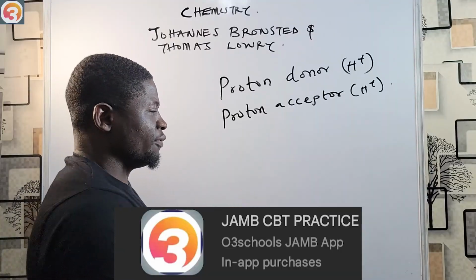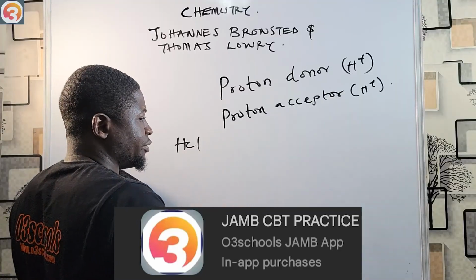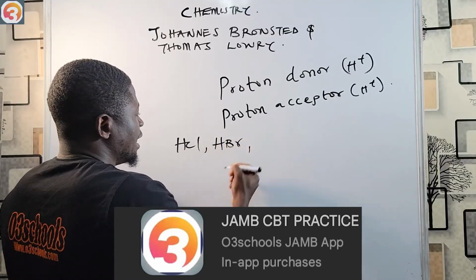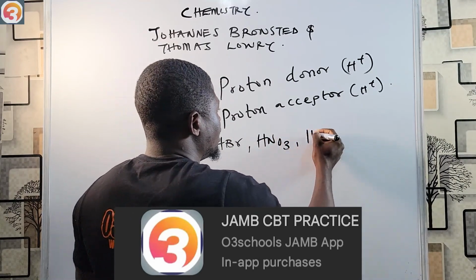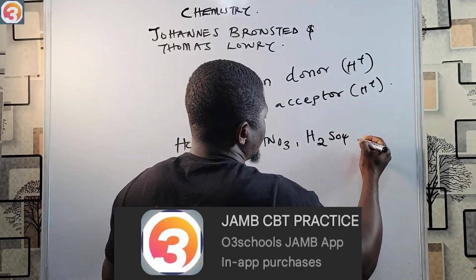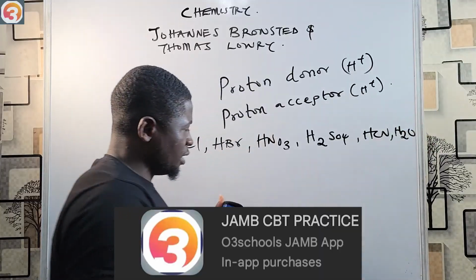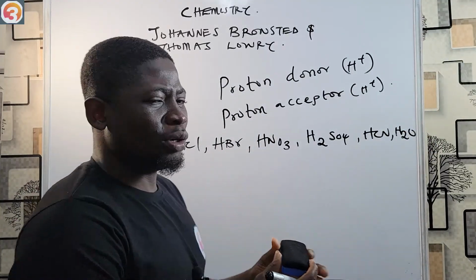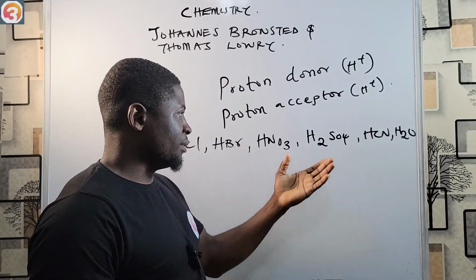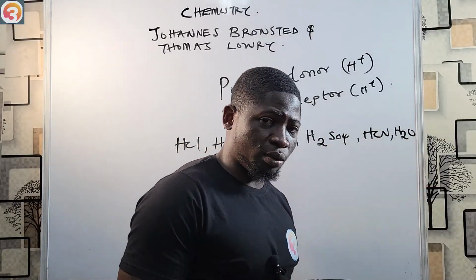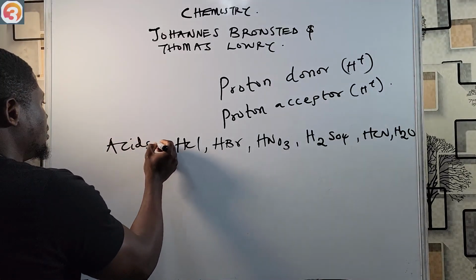Now let's see examples of Johannes Bronsted acids. Examples are: HCl, hydrochloric acid, HBr, hydrogen bromide, right? We also have HNO3, H2SO4, and hydrogen cyanide. We even have water, H2O. These are examples of Johannes Bronsted acids, right? HCl, HBr, HNO3, H2SO4, HCN, H2O. So I'm going to say Bronsted acids.